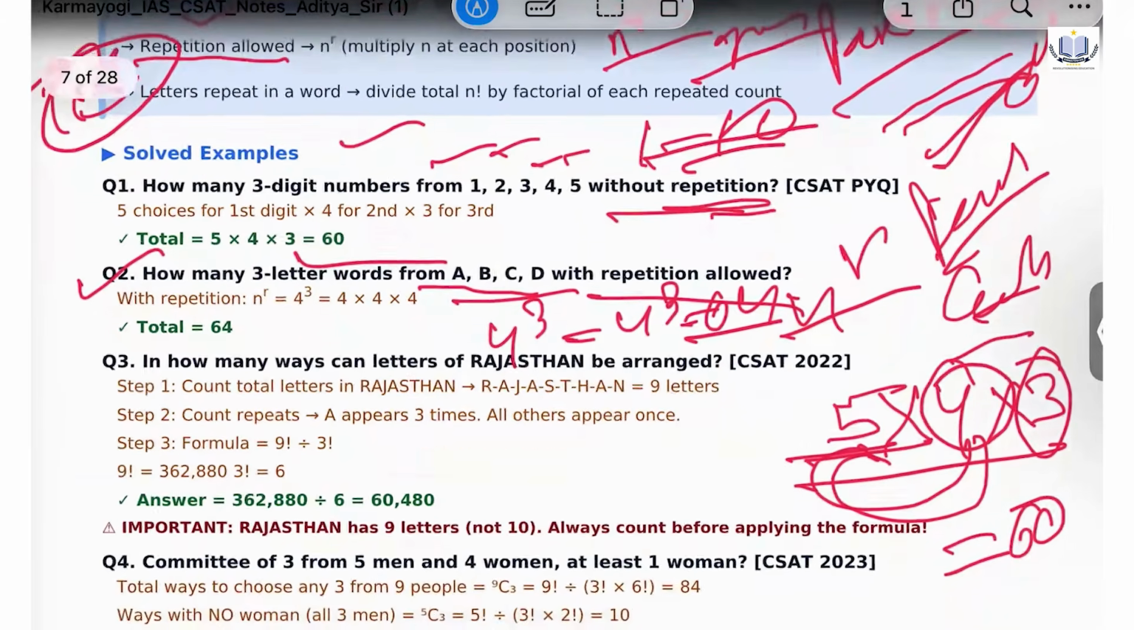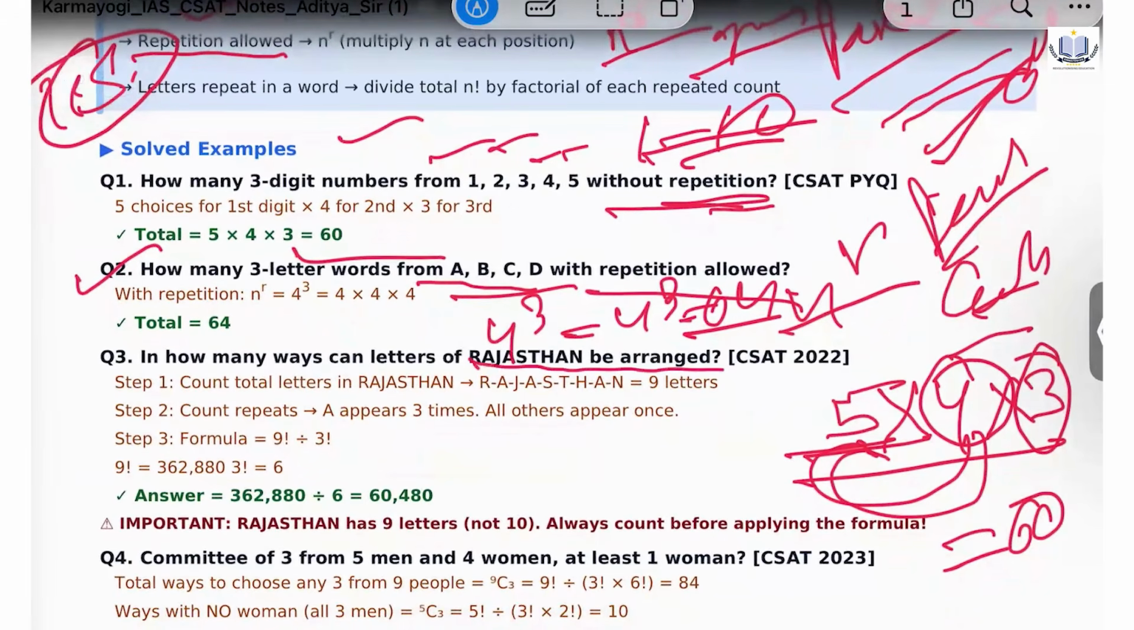Then how many ways can the letters of Rajasthan be arranged? Total letters, how many do we have? R, A, J, okay, A, S, T, H, A, N.